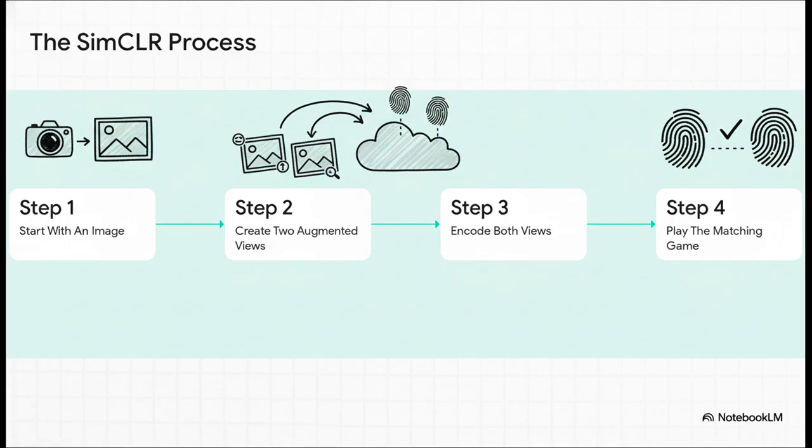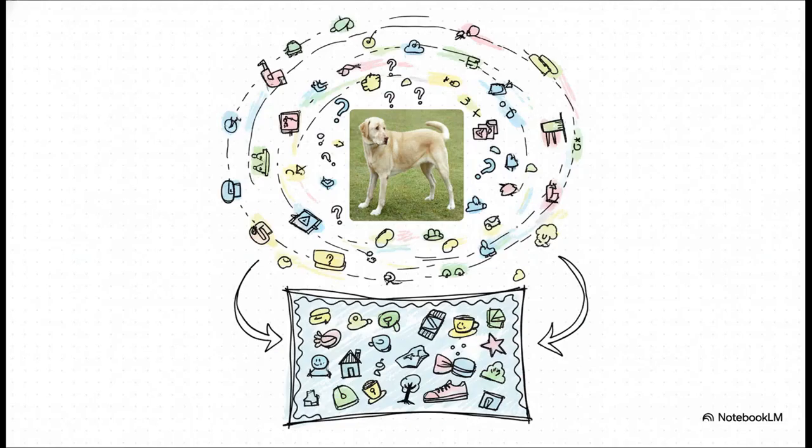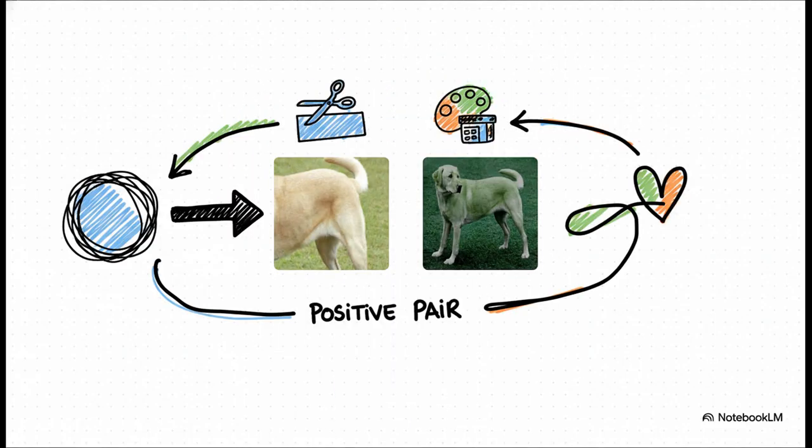Let's walk through that. First, we just grab an image, any random, unlabeled picture from a huge dataset. No human has to tell us what's in it. That's the whole point. Okay, next comes the magic trick. It's called data augmentation. We take our one original image and we create 2 randomly altered versions. Maybe one's cropped differently, the other one has its colors all distorted. The most important thing is that the AI knows that these 2, this positive pair, came from the exact same source.